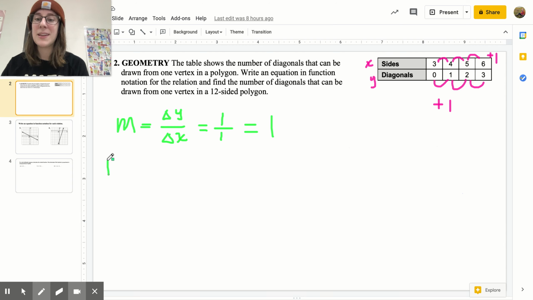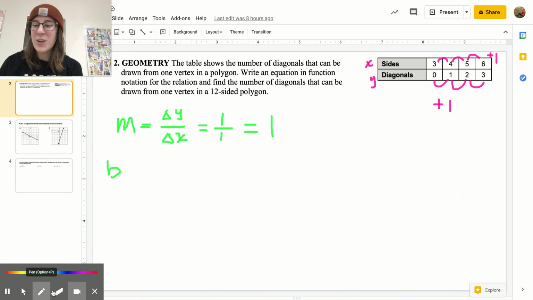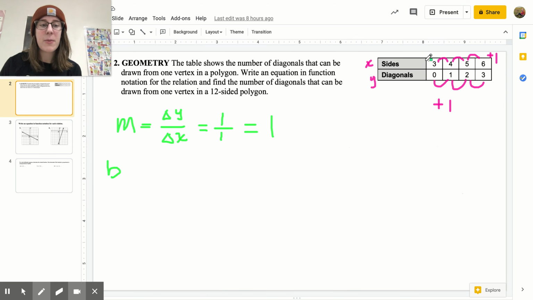Then we want our b, or our y-intercept. That's when x is 0. We don't actually have that here yet, so we need to figure that out. If I were to backtrack, it would be 2, 1, 0. Just going to write right over the top. Then we would go -1, -2, and -3.